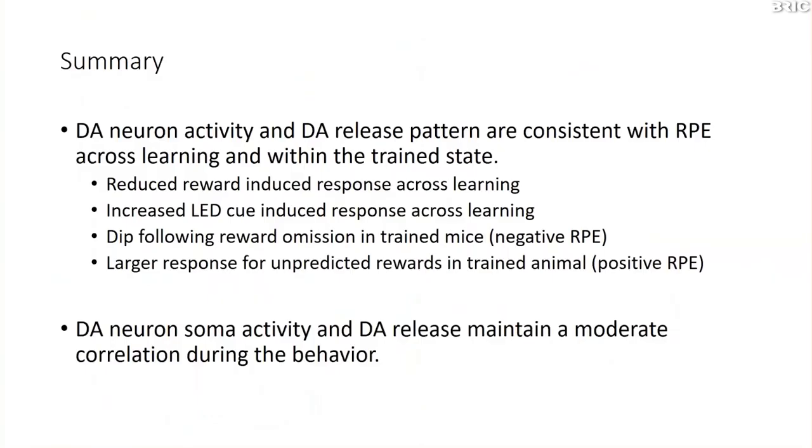In summary, I have shown you that there are multiple pieces of evidence that support that dopamine neuron and dopamine release patterns are consistent with the reward prediction error across learning as well as within the trained states. For example, we saw reduced reward response across learning, increased cue response across learning, a dip following the reward omission in trained mice, and larger response for unpredicted rewards in trained animals. Also, I've shown you that dopamine neuron soma activity and release of dopamine in the nucleus accumbens maintain a moderate correlation during behavior.